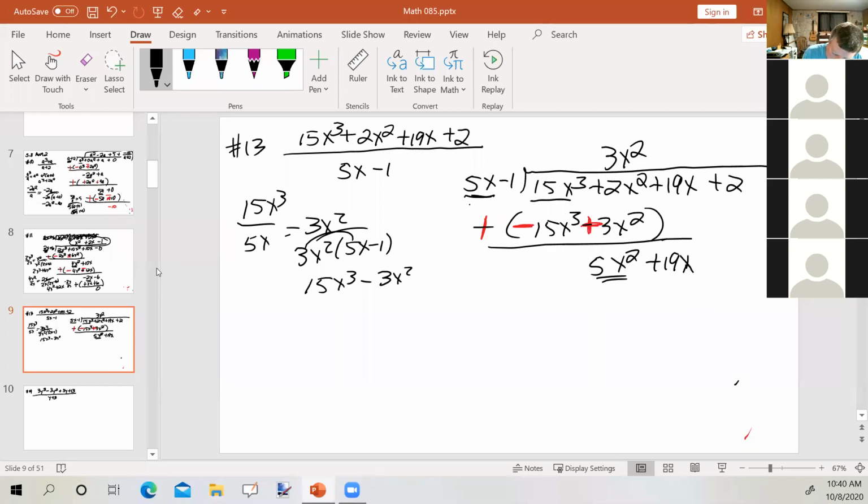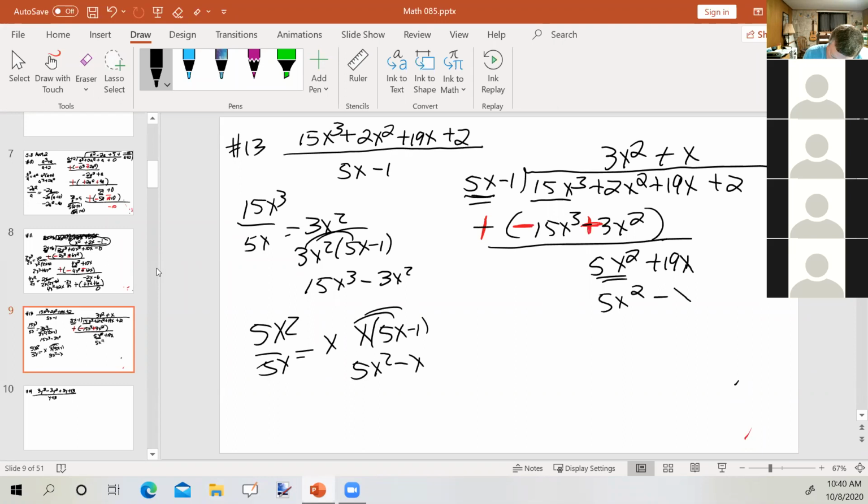Leading term inside divided by leading term outside. 5x squared divided by 5x is x. So I write the plus x. Then we take that x times the 5x minus 1, which gives us 5x squared minus x. Subtract that quantity from what's up above. Change it to addition of the opposite.